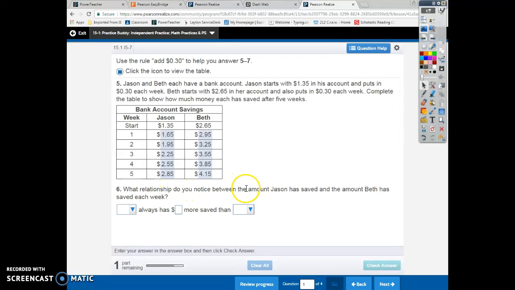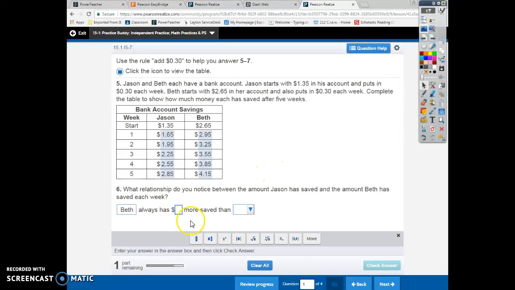So what is the relationship you notice between the amount Jason saved and the amount Beth saved each week? Well, blank always has blank more saved than blank. Well, let's see. Who's got the most? Beth. So Beth always has, that more means a subtraction problem. So I can take any one of those weeks, like week 1, 2.65 minus 1.35, and I should get the same amount. 0, 3, 1. $1.30. Let's check it with another week.